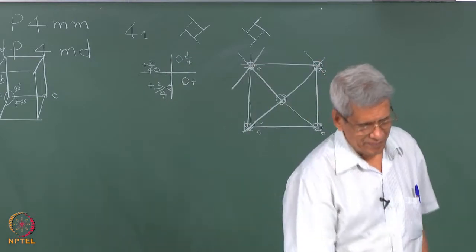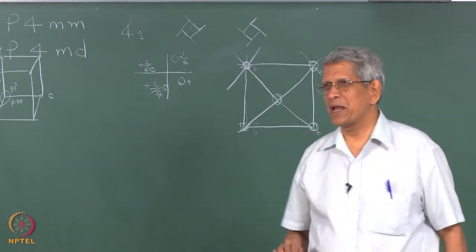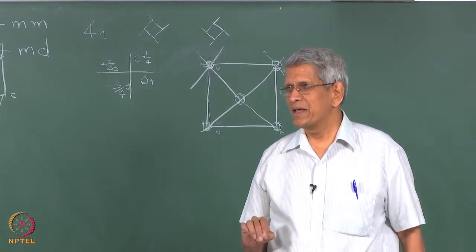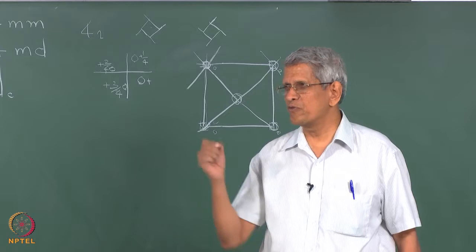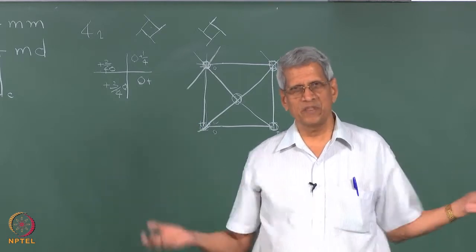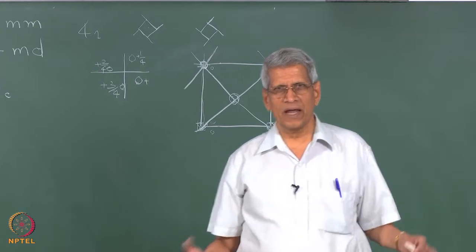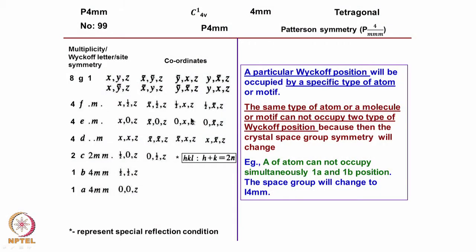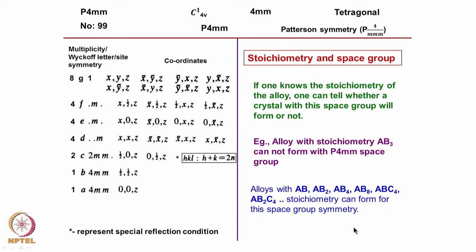That means that only a particular Wyckoff position you can put an atom and fill. The same atom cannot be put at another position also. If you try to fill it, then you find that the structure which we generate, the same type of atom, if I put it at all these positions, it will be generating a lattice which has some other symmetry, not this symmetry. So one of these positions only you can fill up. Is it clear? Okay. That is what I had mentioned. An atom cannot occupy simultaneously both 1a as well as 1b position, because then the symmetry of the lattice has changed. Another is stoichiometry.